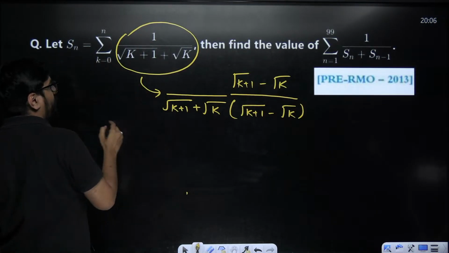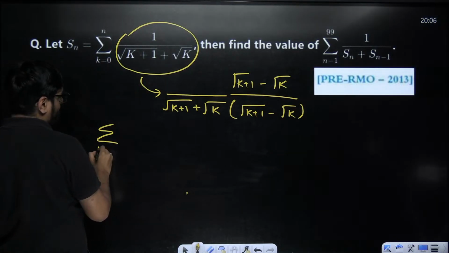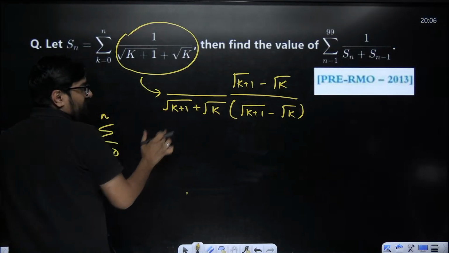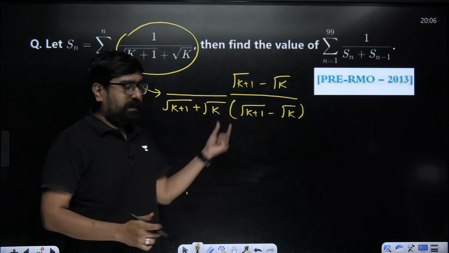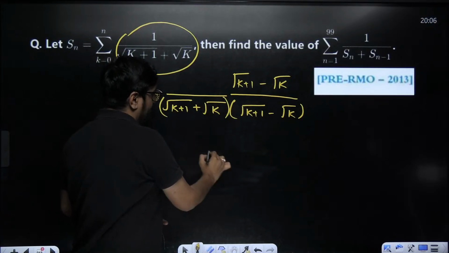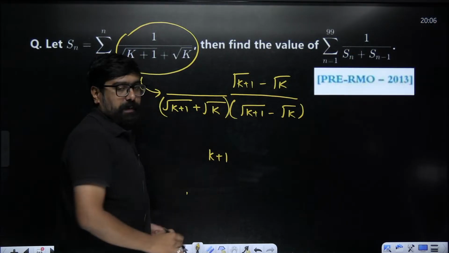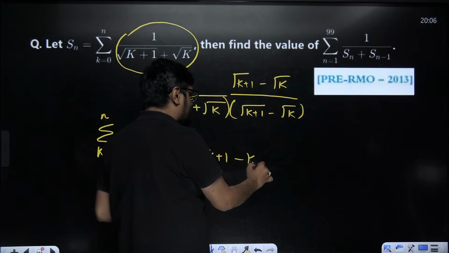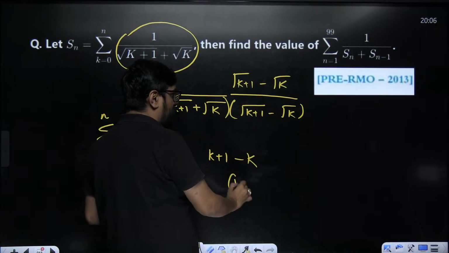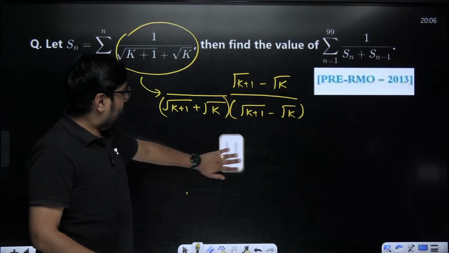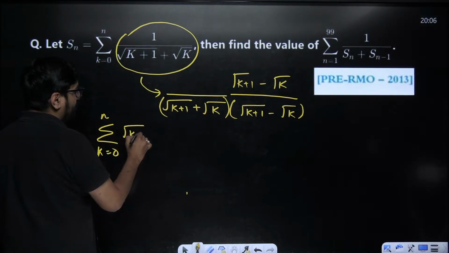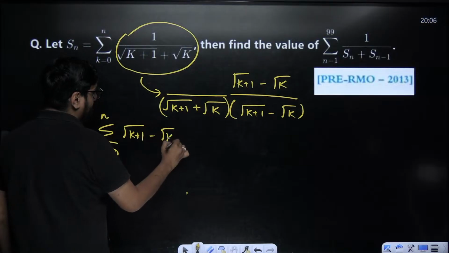Right? Why did we do this? Because now, from k equal to 0 to n, this is becoming a plus b into a minus b. That means square root of k plus 1 whole square, that means k plus 1, minus square root of k whole square, that means k. So k plus 1 minus k will be equal to 1. So this denominator is 1. And the numerator is what? Square root of k plus 1 minus square root of k.